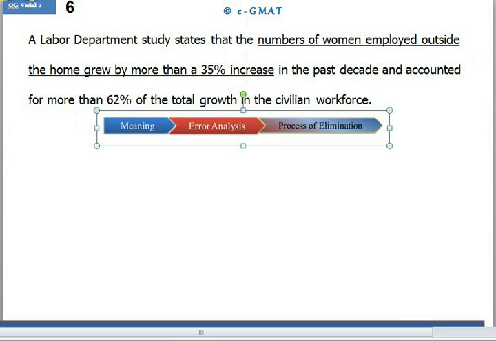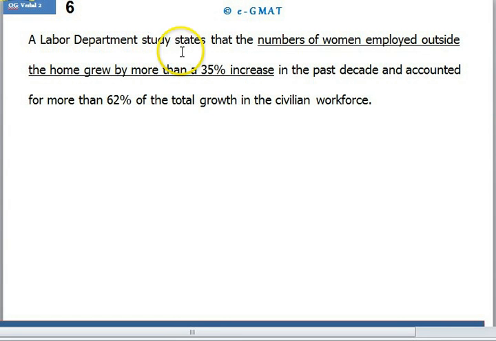So let's begin. A Labor Department study states that the numbers of women employed outside the home grew by more than a 35% increase in the past decade and accounted for more than 62% of the total growth in the civilian workforce. So the sentence means that according to a Labor Department study, the number of women employed outside the home grew by more than 35%, and this increase has accounted for 62% of the total growth in the civilian workforce.